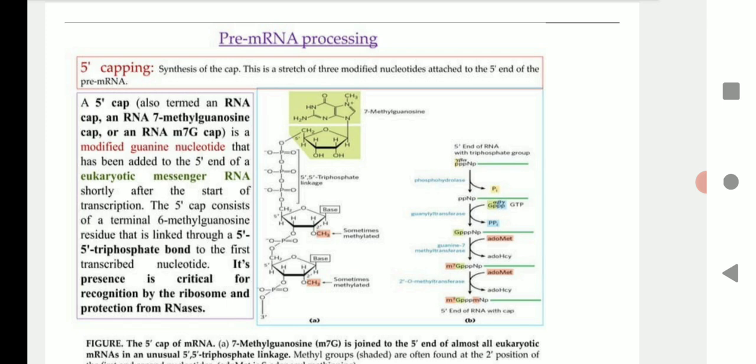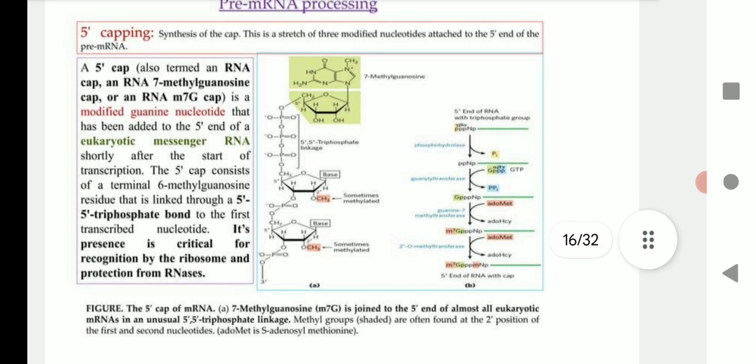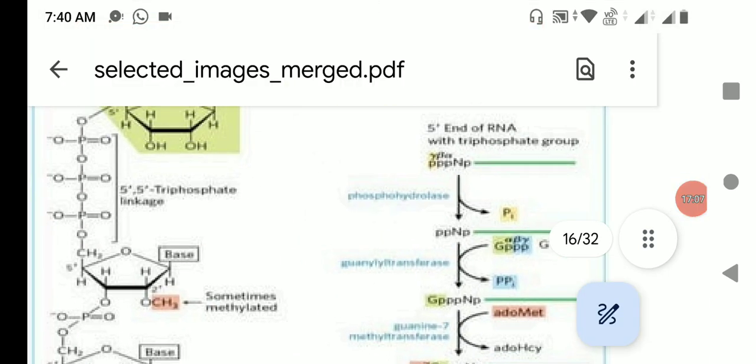So the capping process we will see now. The synthesis of the cap is shown at the 5' end of the pre-mRNA. Normally the 5' cap of RNA is called the 7-methyl guanosine cap, or in short the M7G cap. It modifies the 5' end of the eukaryotic mRNA. Initially a triphosphate is found at the 5' end. That triphosphate is removed by phosphohydrolase.